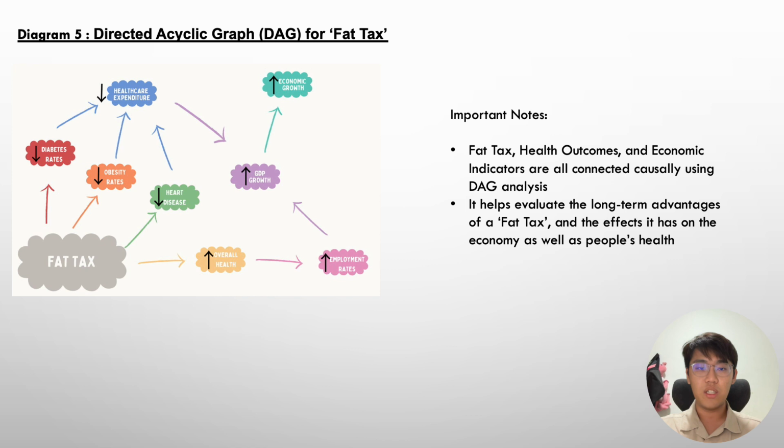We can also use the DAG to assess consequences. For example, fat tax, health outcomes, as well as economic indicators are all connected causally using the DAG. With a fat tax imposed, it will lead to a decrease in diabetes, obesity, as well as heart disease, which will potentially cause healthcare expenditure to decrease. Fat tax also leads to better overall public health, increasing the chances of employment. With the increase in employment rate, as well as the decreased healthcare expenditure, it leads to increased GDP growth and increased economic growth.